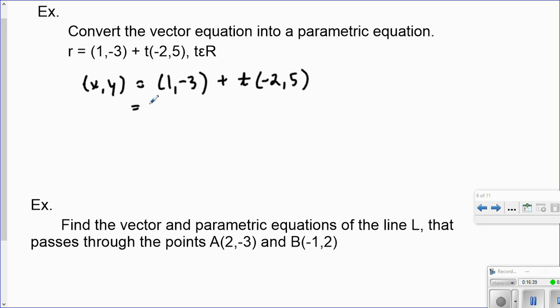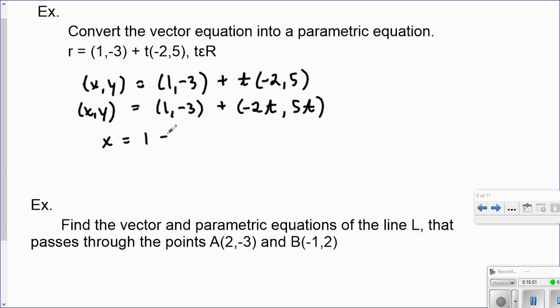I guess I haven't done this yet. Okay, I don't have to always do this because you're going to get pretty good at this. But I could expand the t in here. That's still xy. And a parametric equation is just when I take the x components. That would be 1 minus 2t, and y equals negative 3 plus 5t. Okay, and that's my parametric equation.